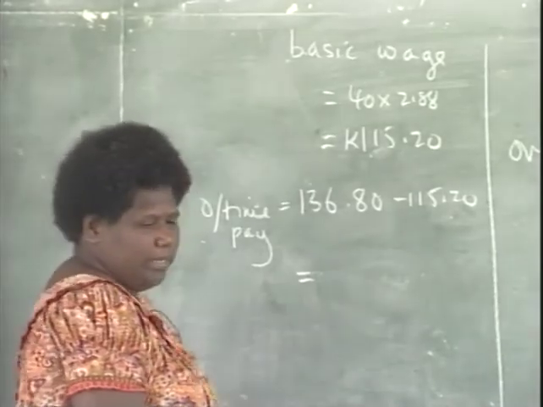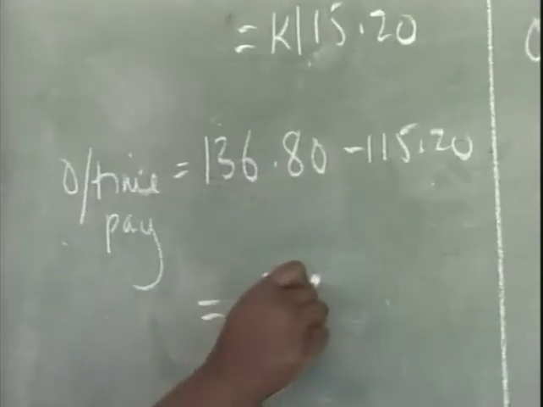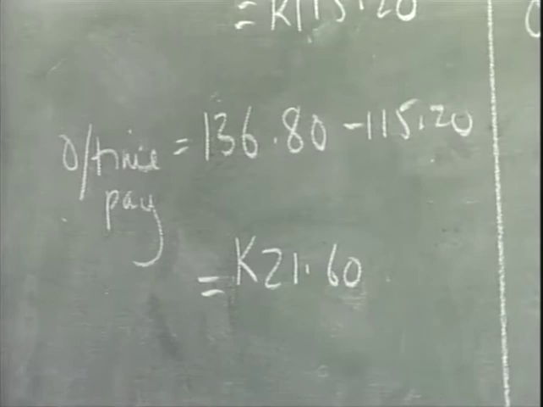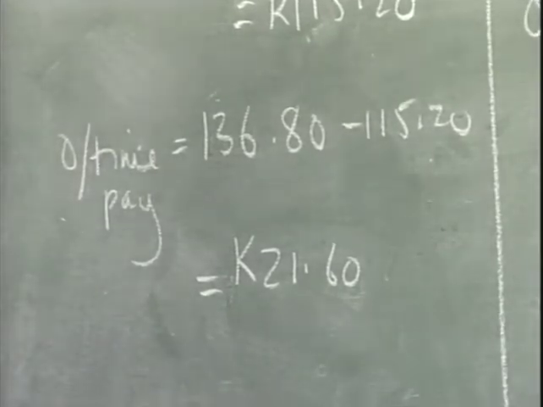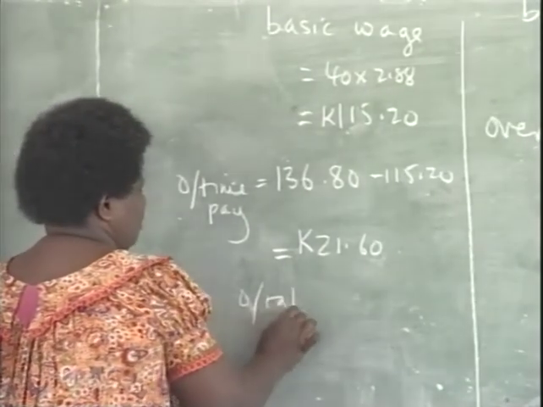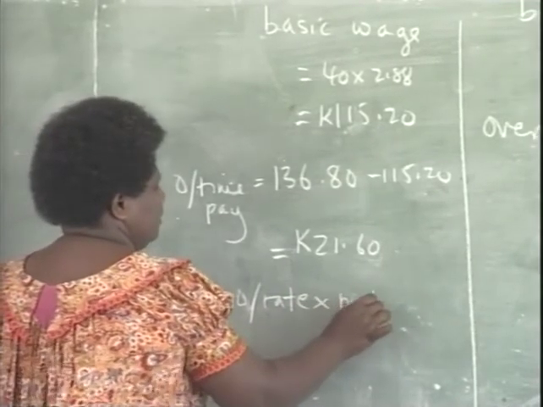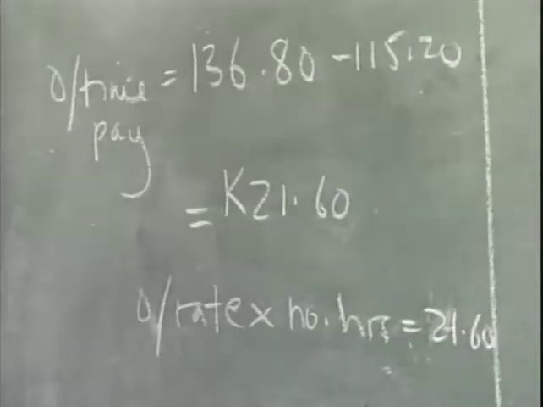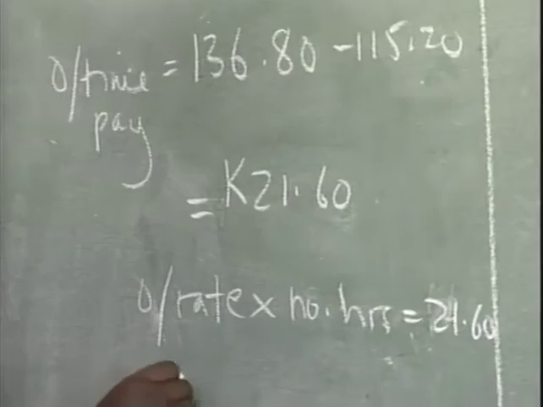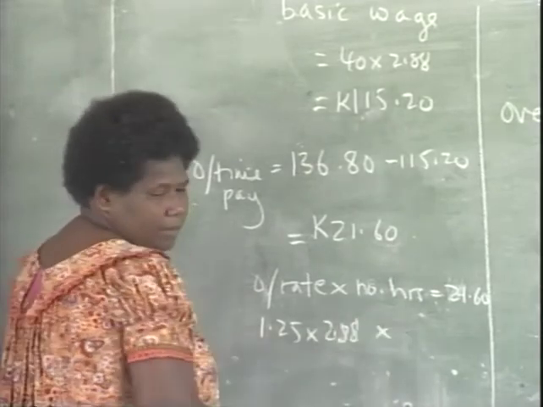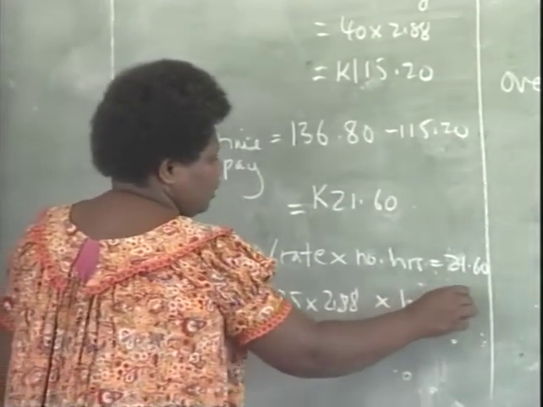136.80 take away 115.20 will give us 21 kina 60 toya. This includes the overtime rate multiplied by the number of hours. So overtime rate times the number of hours equals 21 kina 60 toya. Do we know the overtime rate? Okay, it's paid for at a time and a quarter. So overtime rate is 1.25 multiplied by 2 kina 88. And then you multiply that by the number of hours, which I will call H, equals 21 kina 60 toya.